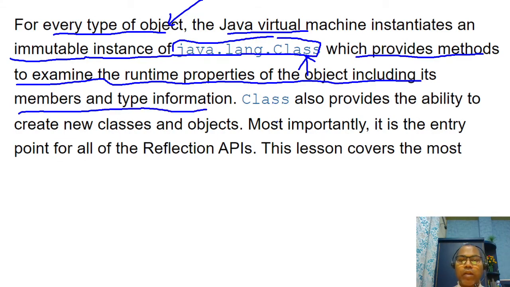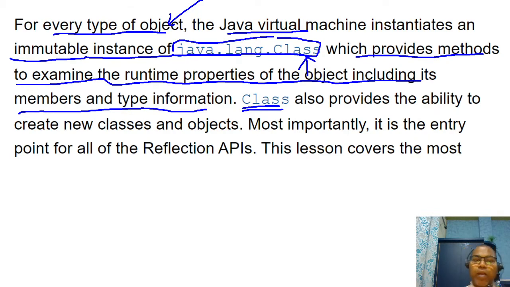Okay, so you are trying to say this Class provides information about any object: what its members are, what its type information is. For any object you want to know and examine the runtime behavior of, what the object name is, what the access modifier is, what the constructor is, what the field is, what the field types are, anything you want to examine at runtime.